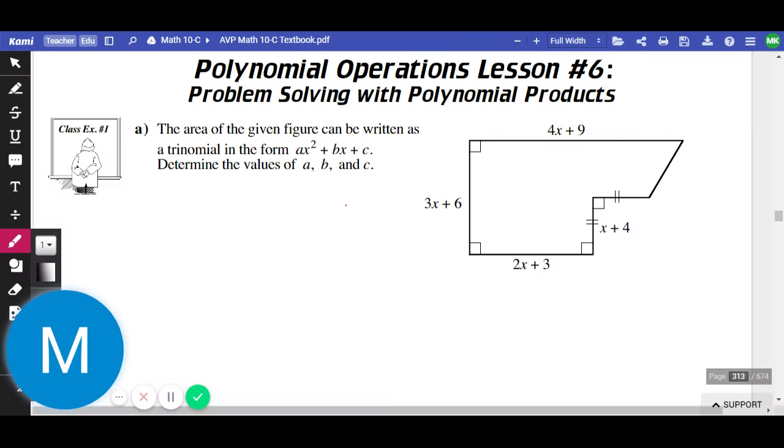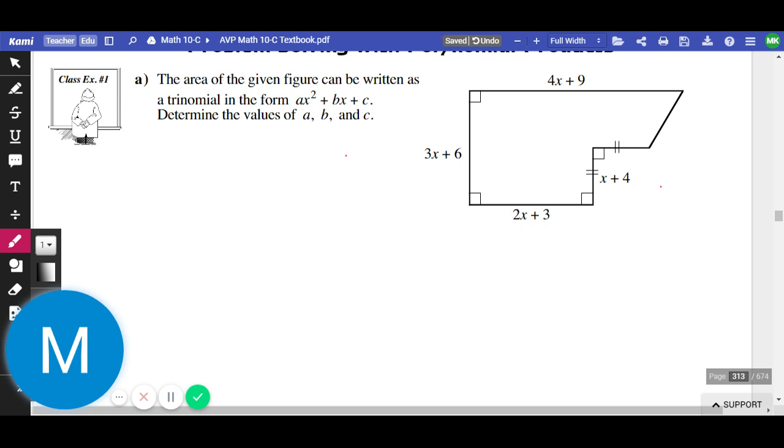So we're going to just jump right into it. This is going to be problem solving. Scroll down just a little bit so that we have as much of the page as possible. The question or example we're going to do together says the area of the given figure can be written as a trinomial in the form ax squared plus bx plus c. Determine the values of a, b, and c.